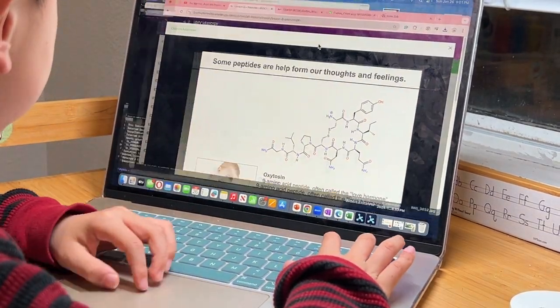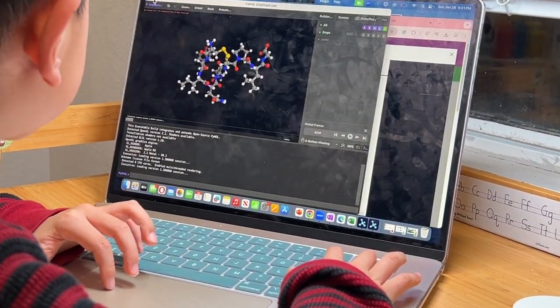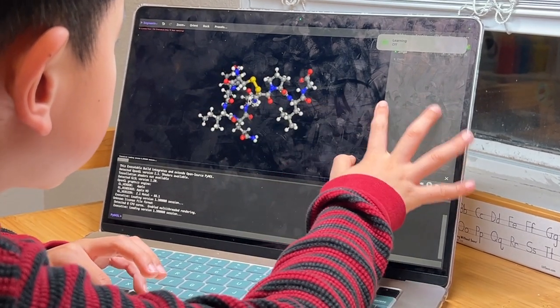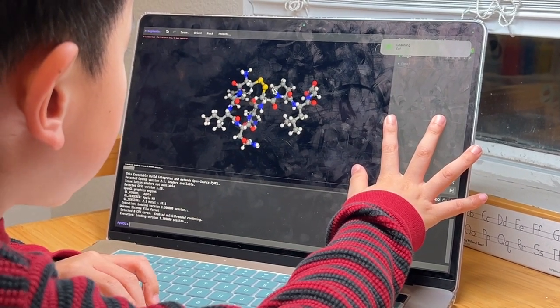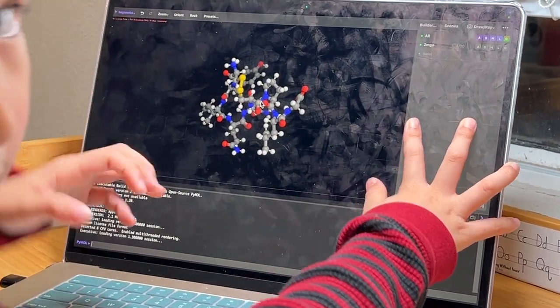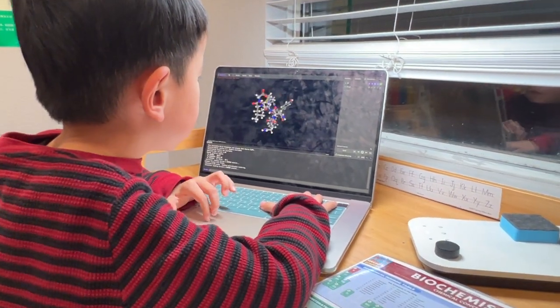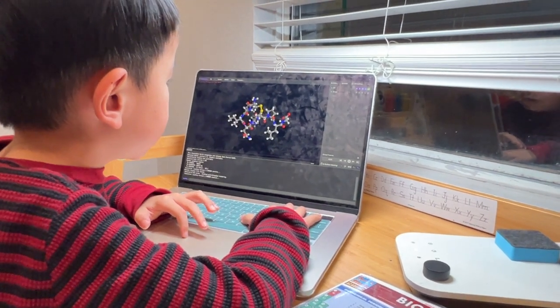So let me exit full screen. So here is PyMOL. In PyMOL, you can see that's the disulfide, and we can try to recognize the residues. You can see that there's a proline right here. Proline sort of changes the direction of the peptide because prolines have this weird structure.